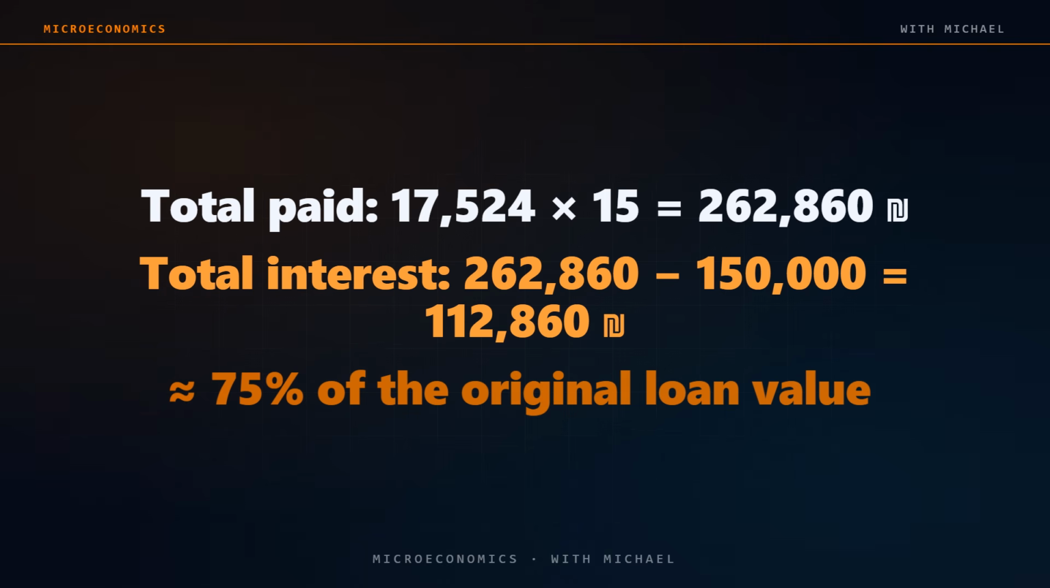That is roughly 75% of the original loan value, simply because the debt was outstanding for 15 years and the interest rate was 8%. This is the true price of borrowing money over a long horizon. Let's also walk through what one of the early payments looks like, so the inner mechanics become concrete.